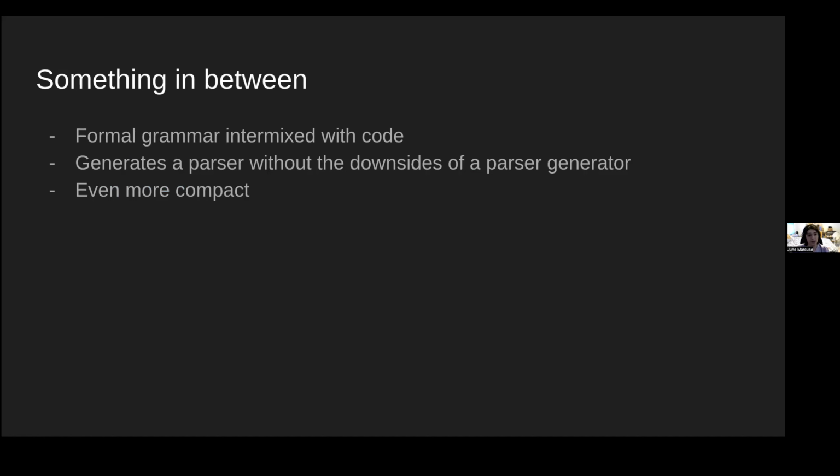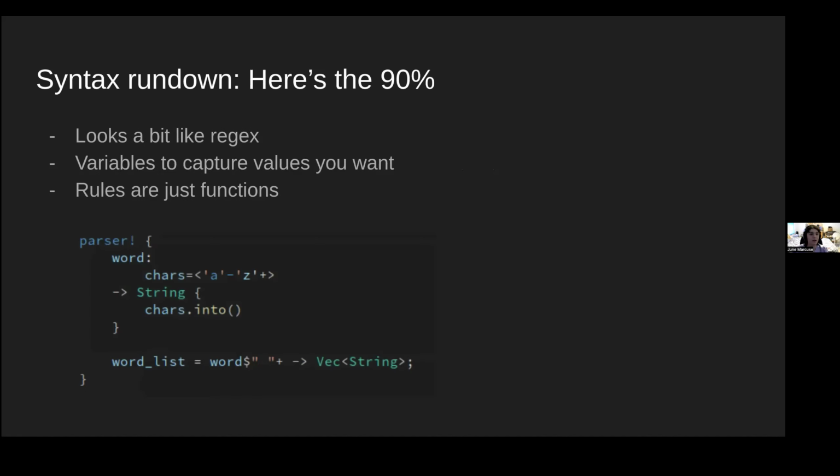So untwine is really something in between these approaches. It is a formal grammar intermixed with the code to process that specific rule. It generates a parser without the downsides of these parser generators that I've made in the past, and it is even more compact. So those parsers would take about 60 lines of code in addition to the 14 or so lines of BNF. And I'm going to show you what the syntax looks like for untwine now. And then I'm going to show you what the JSON parser looks like.